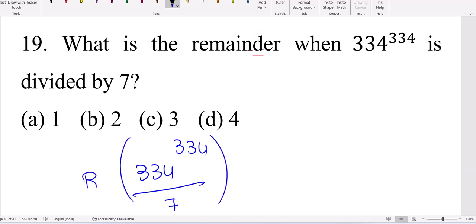Everybody try this. Remainder 0 is acceptable, don't worry. When a number is divided by 7, remainder 0 to 6 is allowed.